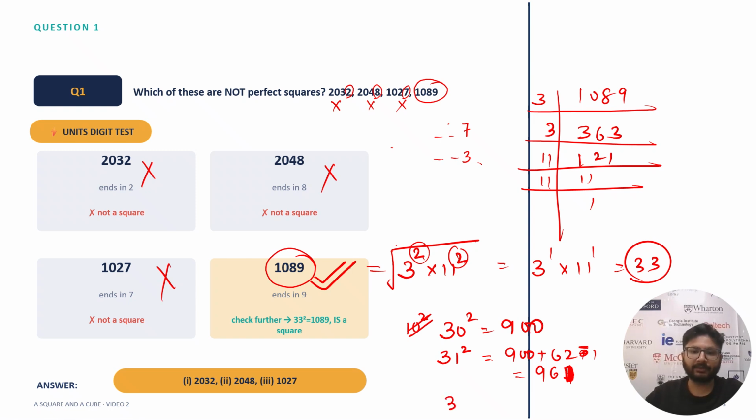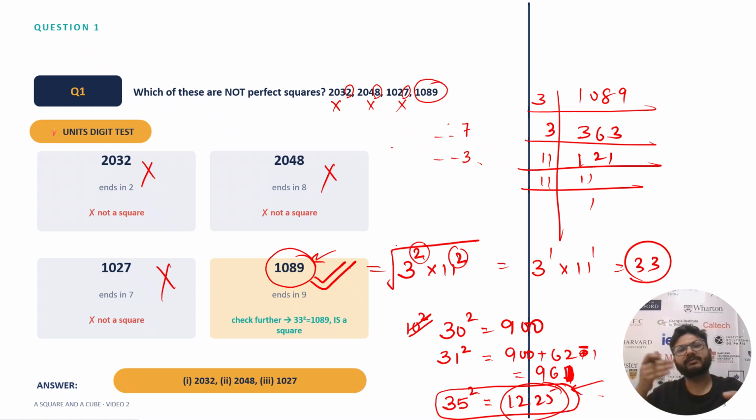Apart from that, you already know what is the square of 35. So 1225. So it has to be below this number, because 1225 and 1089. 1089 is below the number 1225. Perfect. So you can do the approximation. You can find out for 31, 32, 33, 34, and so on.